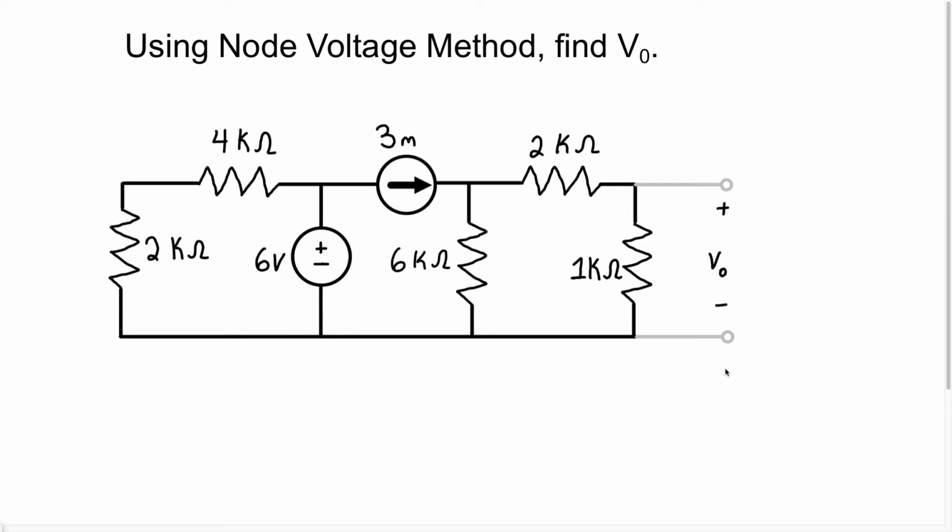In this video, we're going to use the node voltage method to calculate the voltage VO, which is the voltage across this 1K resistor. Now, because we're going to use the node voltage method, the very first thing is to identify all of the essential nodes.